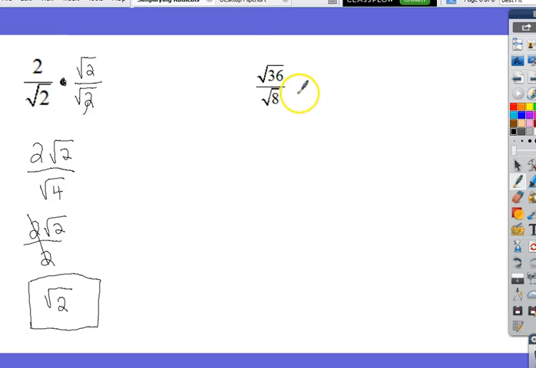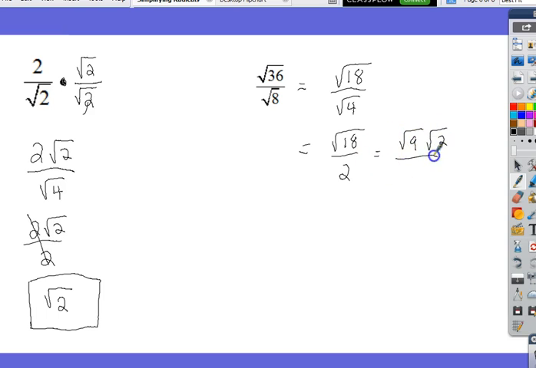All right, what would I do to simplify this one? Well, I might actually reduce it just enough so that the bottom has a perfect square. What can I do to 8 to make it a perfect square? What number can I divide it by? 2. So if I divide both the top and the bottom by 2, then I've created a perfect square in the denominator. And now all I have to do is simplify the numerator. So the numerator is going to be the square root of 9 times the square root of 2, which would be equal to 3 times the square root of 2 over 2.